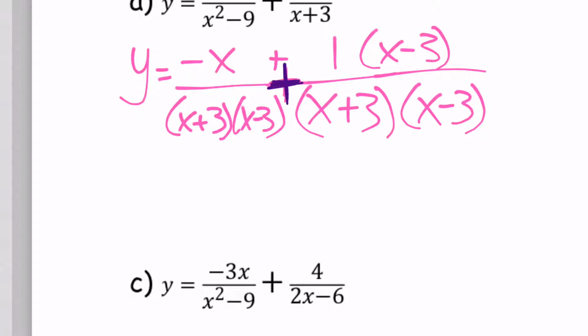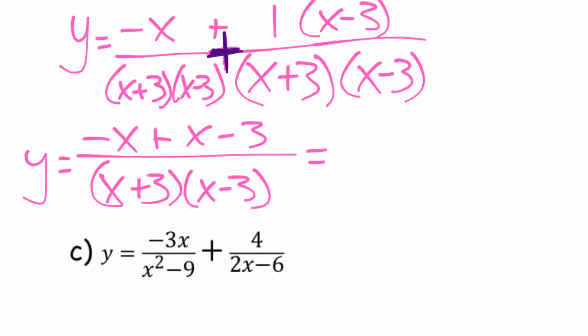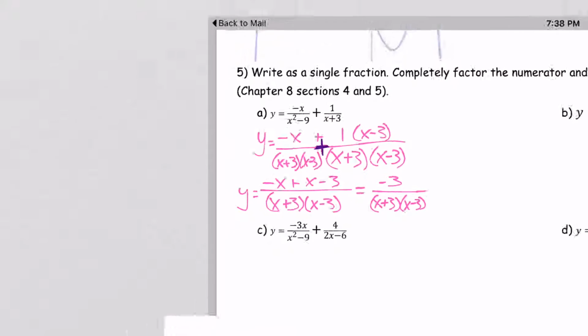Now that we have a common denominator, I can combine them. So x plus 3 times x minus 3, that is my common denominator. That is all under what I have in the top, which is a negative x plus a 1 times x minus 3. So plus an x with a minus 3. So let's simplify this. Negative x plus x is 0. So I get just a negative 3 on the top and an x plus 3, x minus 3 on the bottom. So what else do we do?